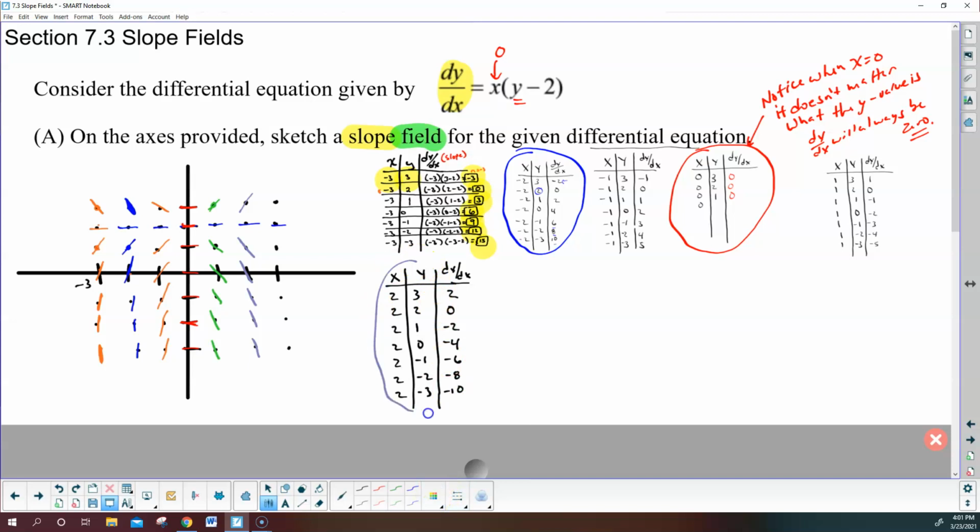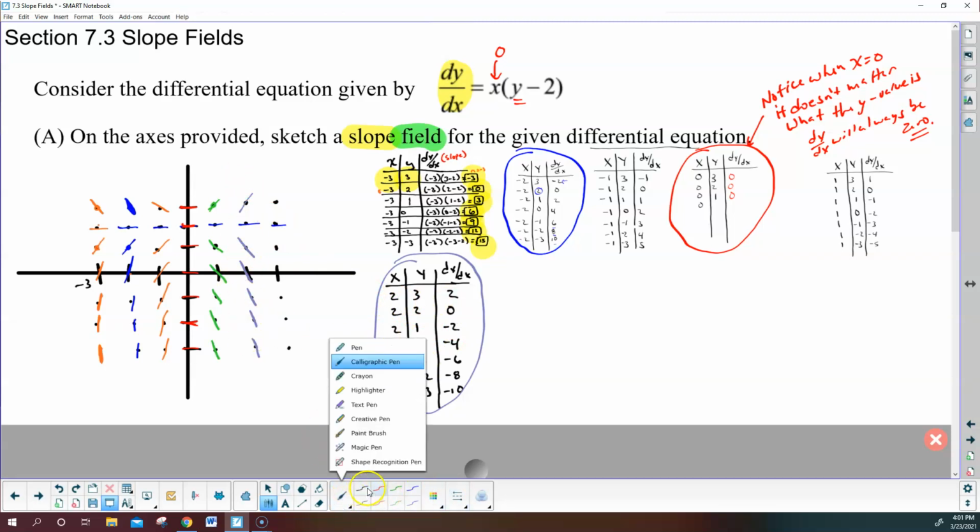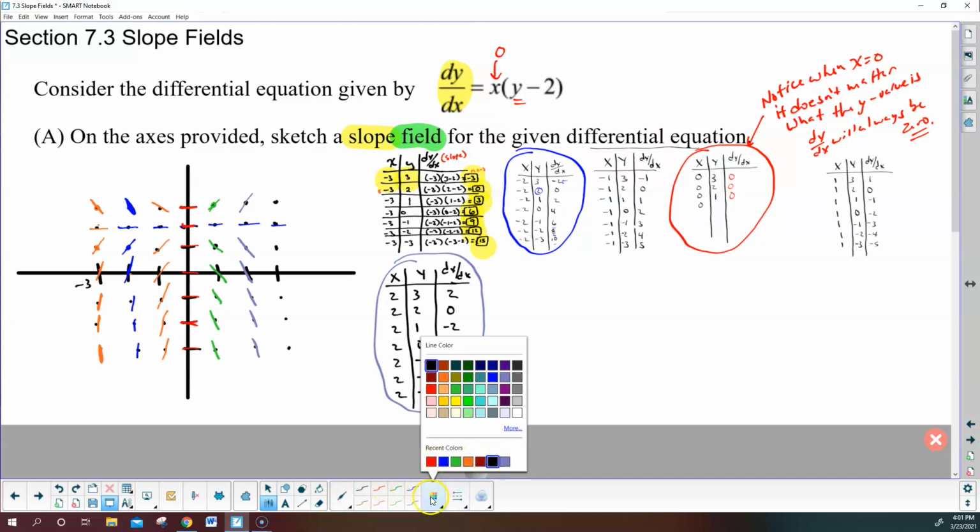Okay. Here's my work for when x is equal to 2. You can double check your work, but check your slopes, and it should be roughly the same. And then we just got the last one when x is equal to +3.